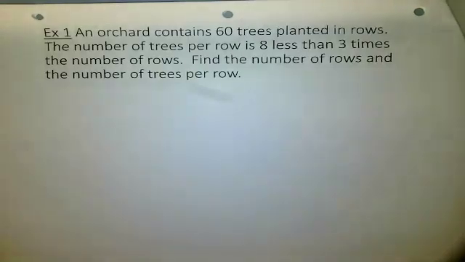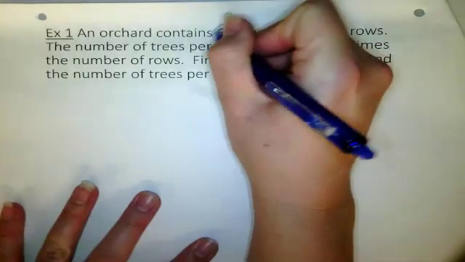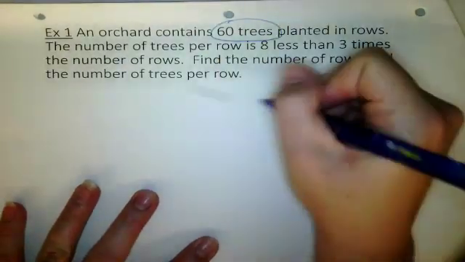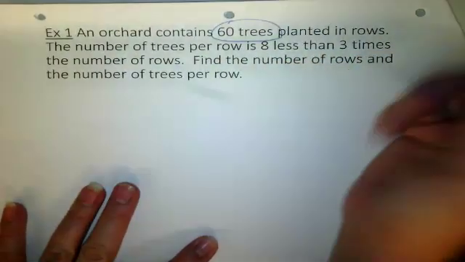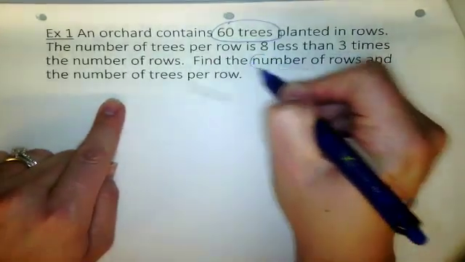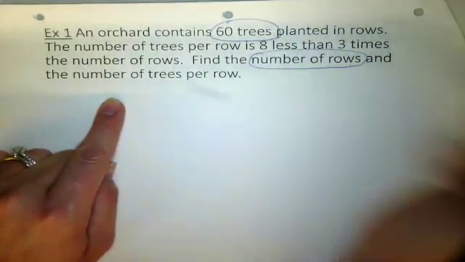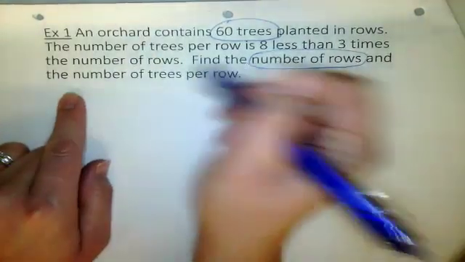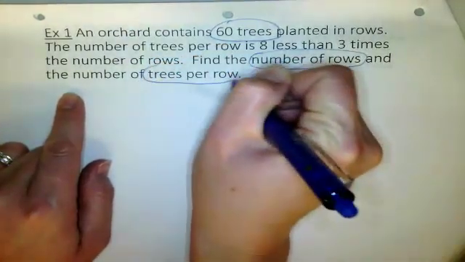Okay, so first of all, they told me something that this orchard has 60 trees. Okay, so, and then what we're trying to do is find the number of rows and the number of trees per row.